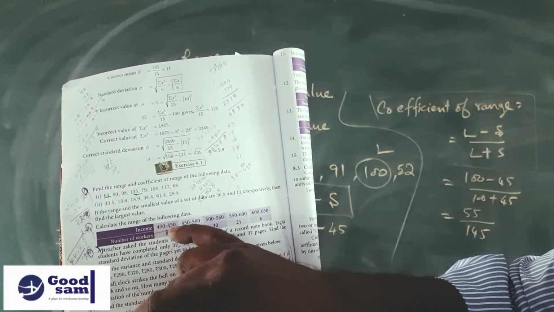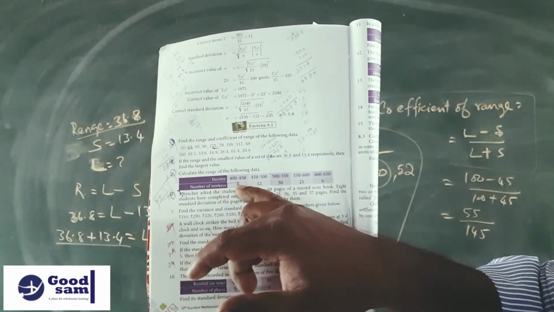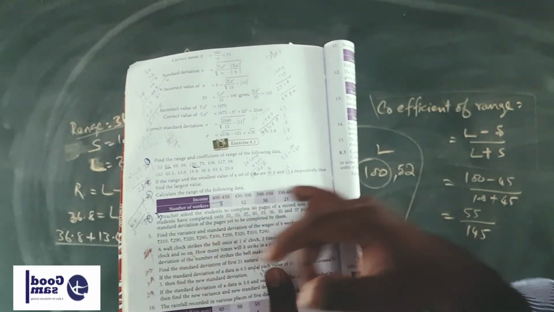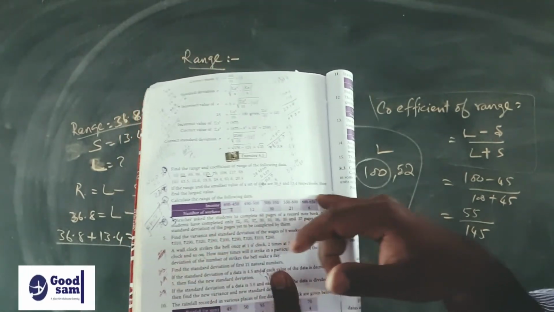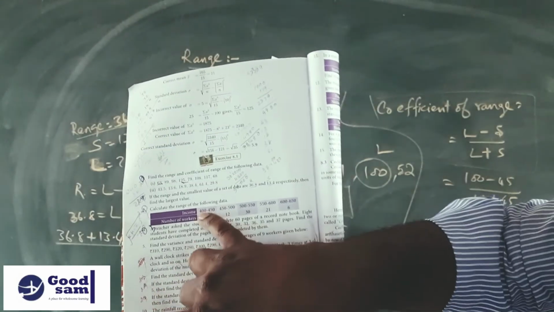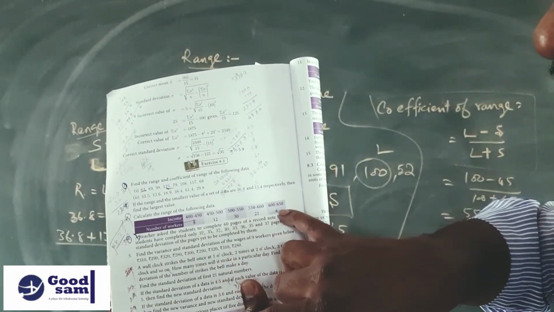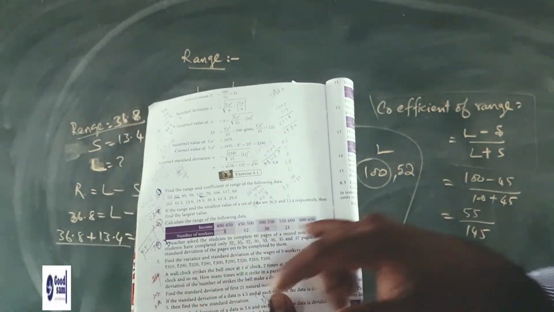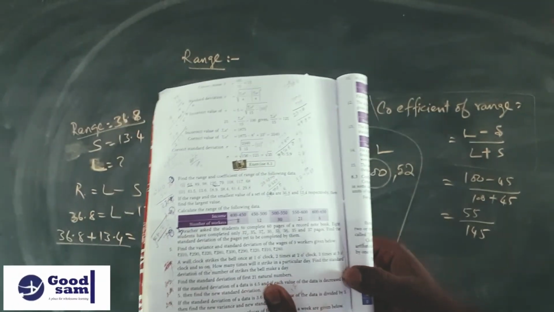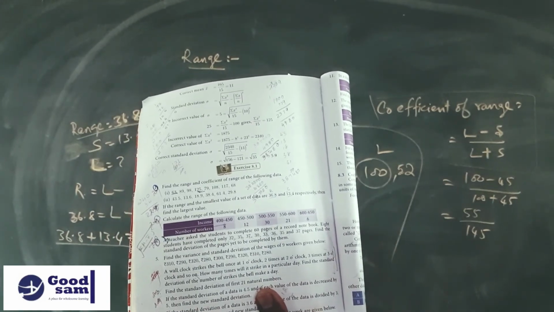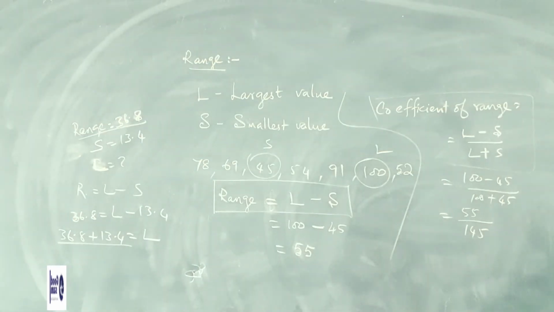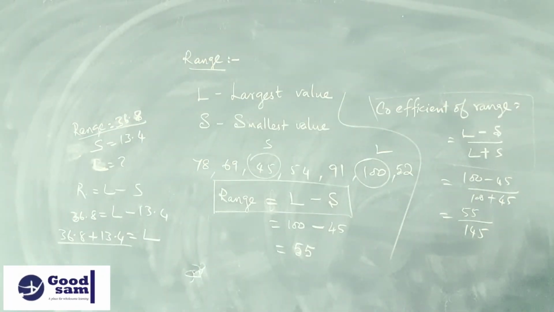In the data, from 400 to 450 there are 8. So 450 to 500 there are 12. Like that it is given. So these are the observations. The smallest observation is 400, the largest observation is 650. So L is 650, S is 400. Using this we have to find the range. So this is the way to solve the book back questions. I hope you all understood the concept.